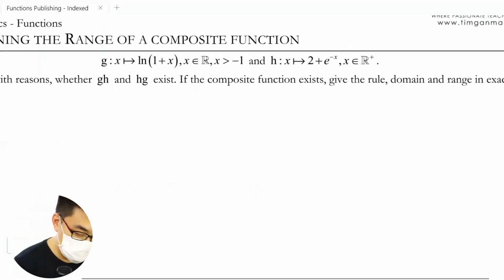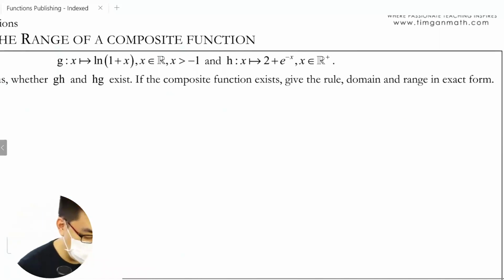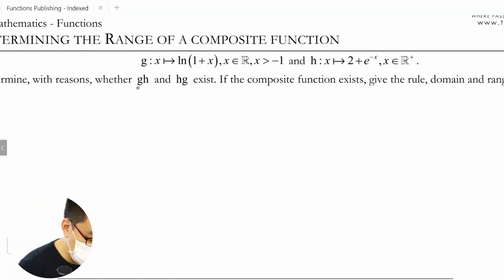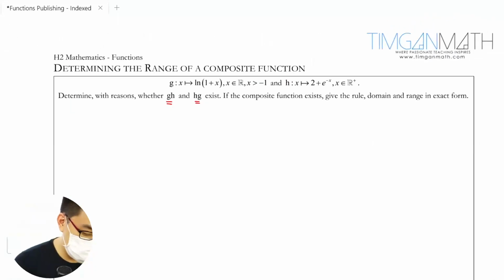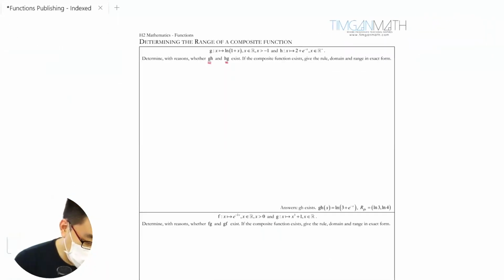I think the first few is okay. We can talk about the, I'll just quickly do the rest. Then we can show that GF exists, HG exists, whether this exists or not. Let's do it together. I think this should be quite fast.